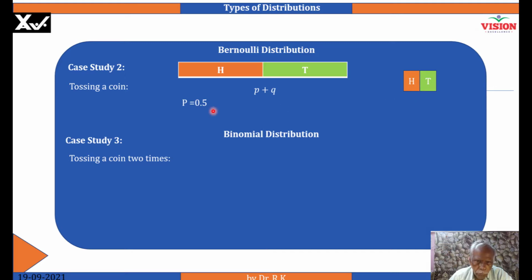If you have P equal to 0.6, then head will be a little higher, 0.6, and this will be 0.4. Now we will see binomial distribution.